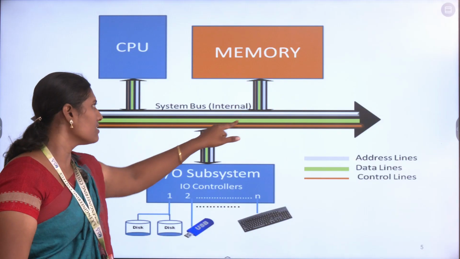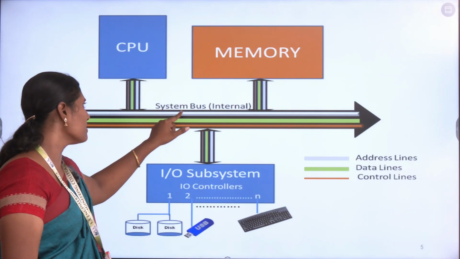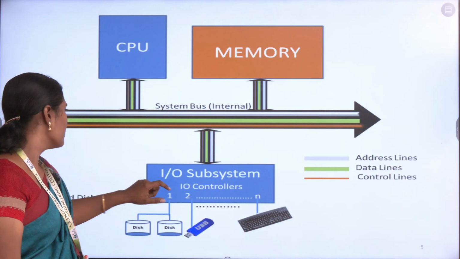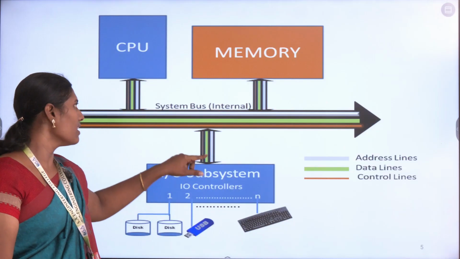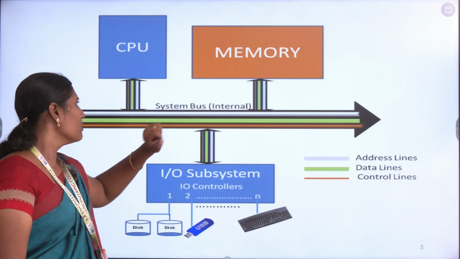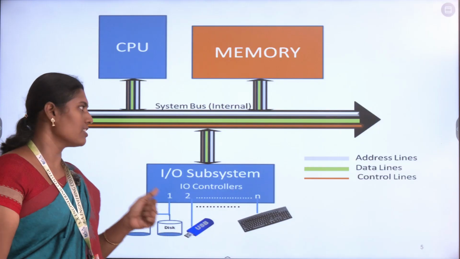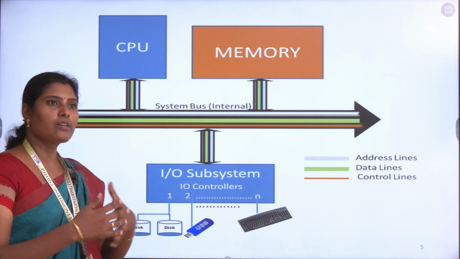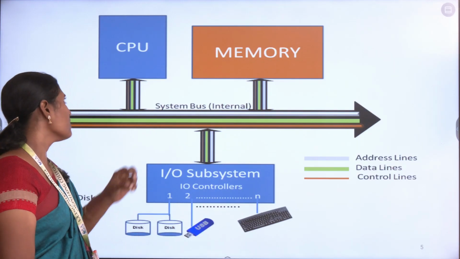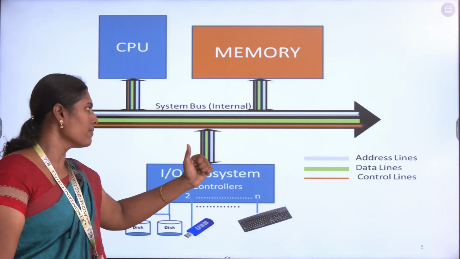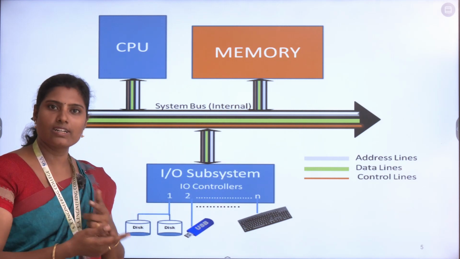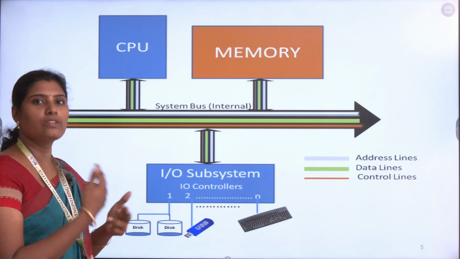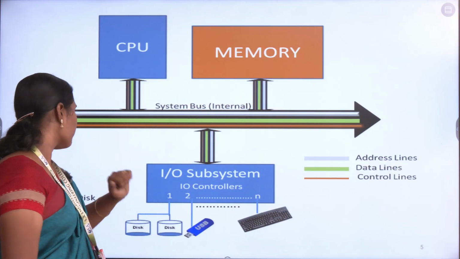This is called the system bus, an internal system bus which has an address line, data line, and a control line. These input-output peripheral devices are connected with the CPU and the memory through these address lines, data lines, and control lines. The address lines contain the address, the physical address of a device connected with the CPU, whereas the data lines help in transferring data for communication, and the control lines control the flow of data between the devices, the CPU, or the memory.